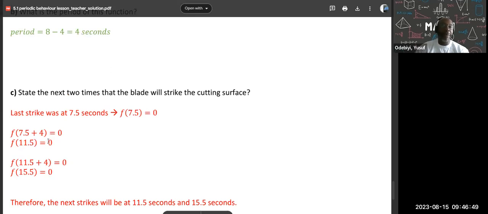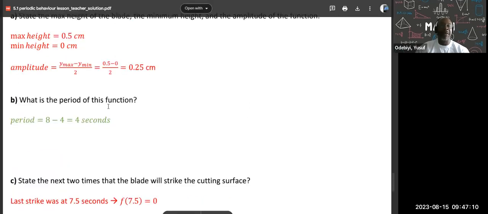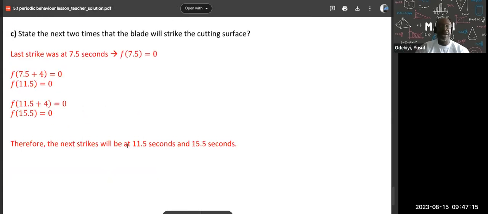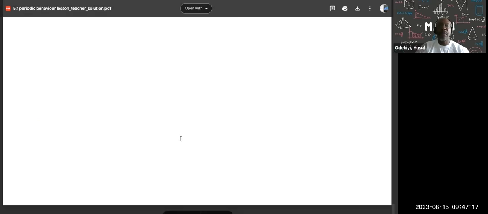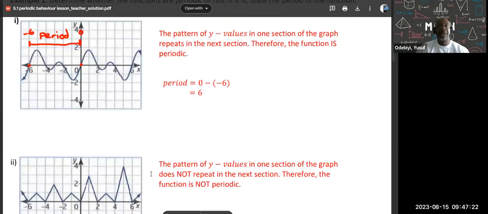And we're saying 0, that means the height is 0, right? So when our x is 11.5, our height is 0. When our x is 7.5, our height is 0. When our x is at the very beginning, we said 3.5, our height is 0. Okay, so this is what we do here. And that is it for this one. So let me go on to the next one.